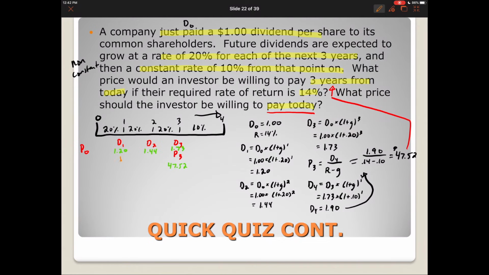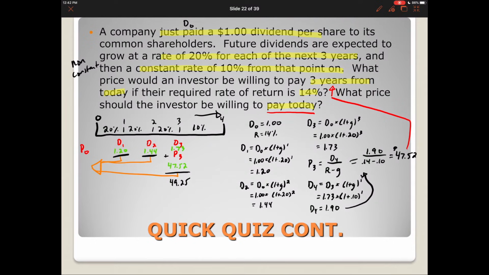The current price is simply the present value of the dividends during the non-constant growth plus the present value of the price when the growth becomes constant. You could do each of these individually: take the $1.20 and discount it back 1 period at 14%, take the $1.44 and discount it back 2 periods at 14%, and then both of these, $1.73 and $47.52, you add those two together, you get $49.25. Both of those would need to be discounted back 3 periods at 14%.